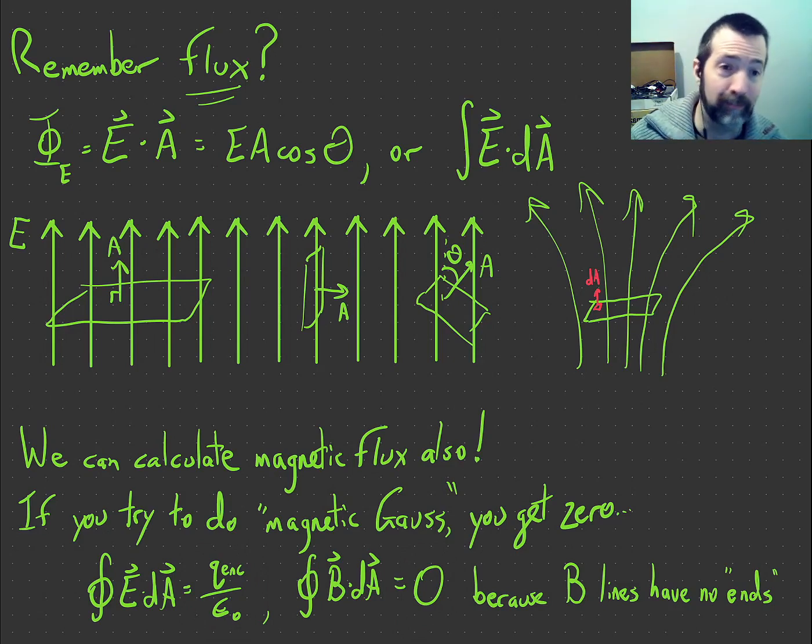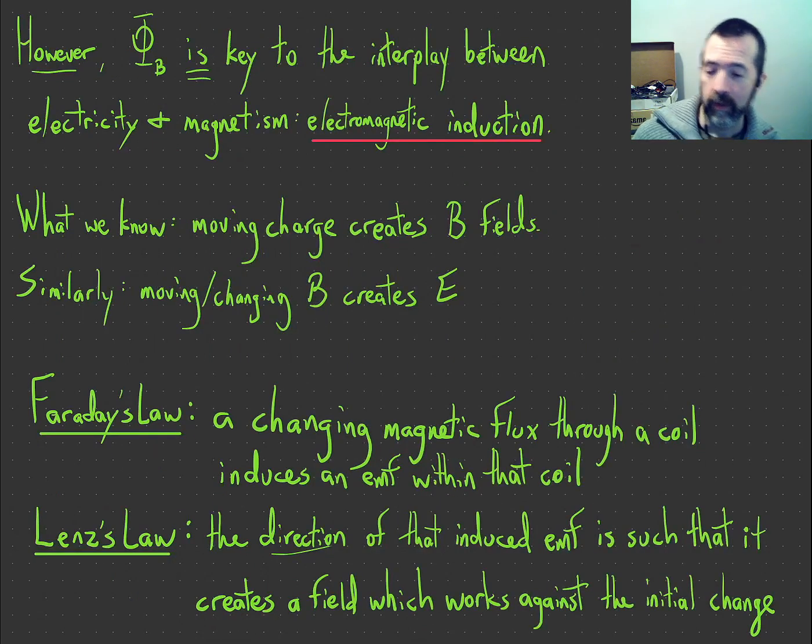So anyway, magnetic flux, therefore, is not of much practical use for this purpose. If you do a magnetic version of Gauss's law, you can't really learn anything from it. However, magnetic flux is critical for electromagnetic induction, which is the way electric and magnetic fields can create each other. This is the way light works.